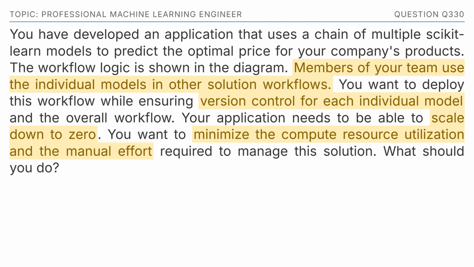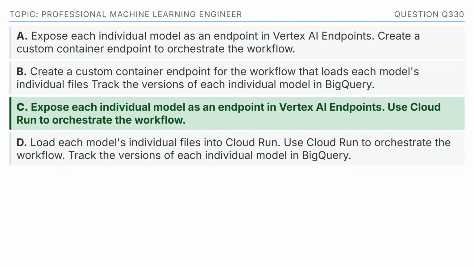To arrive at the correct answer, we focus on the keywords. Members of your team use the individual models in other solution workflows. Version control for each individual model, scale down to 0, minimize the compute resource utilization and the manual effort. The correct answer is option C. Expose each individual model as an endpoint in Vertex AI endpoints. Use Cloud Run to orchestrate the workflow.